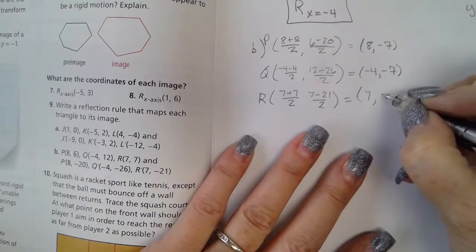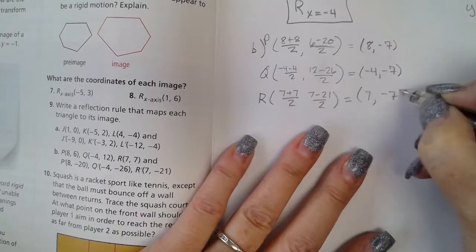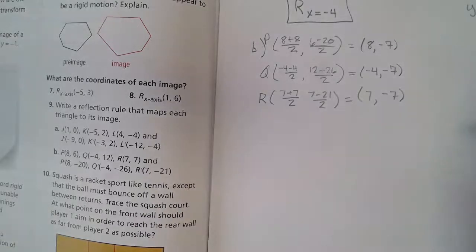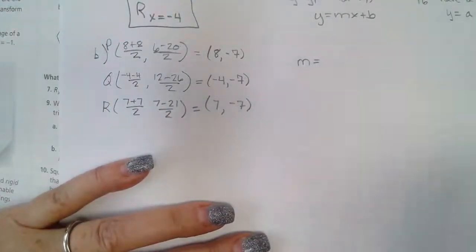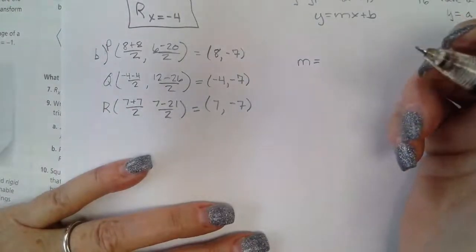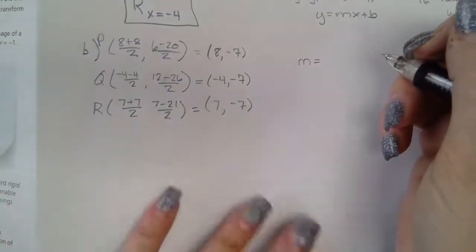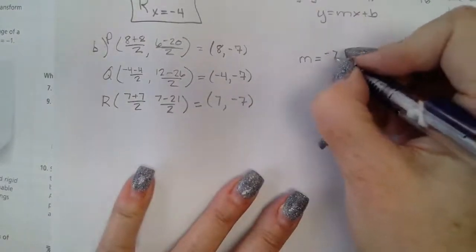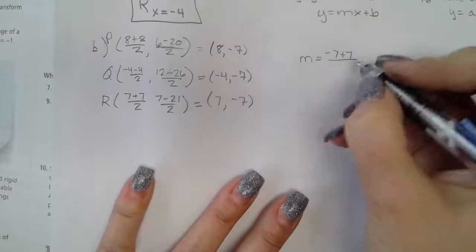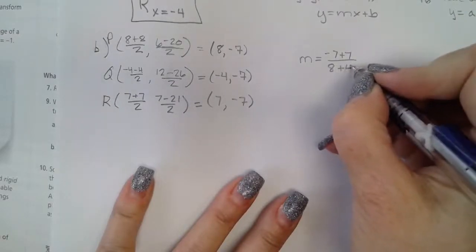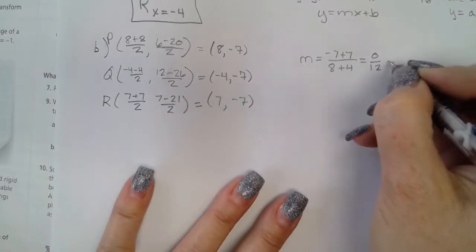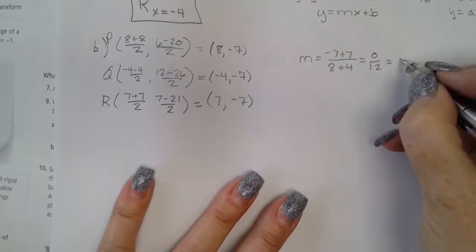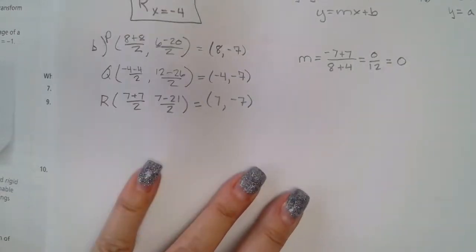Negative 7. Okay, so which two would you like to find the slope with? The first two? Should it matter? No. Any ones you do, you should get the same slope. Okay, so I have negative 7 minus a negative 7 over 8 minus a negative 4, so over 12. So is 0 over 12 what? 0. So I have a slope. Now I know right now it's a 0 slope, it's a horizontal line.